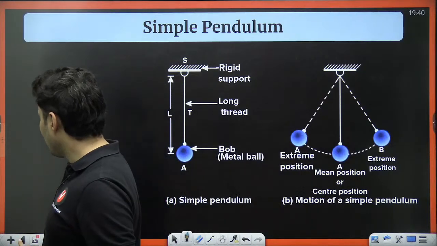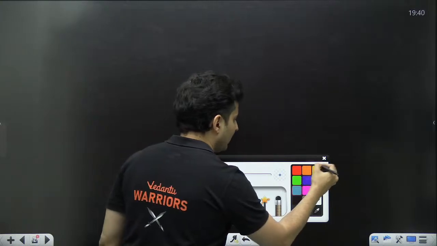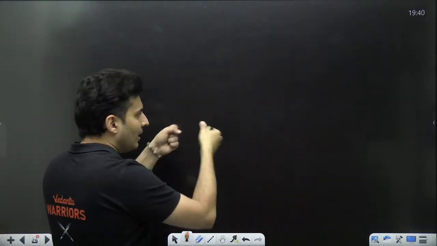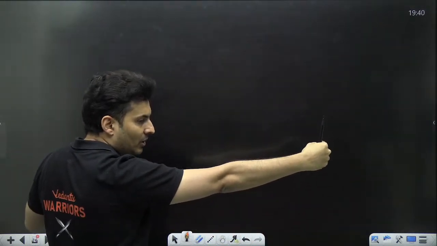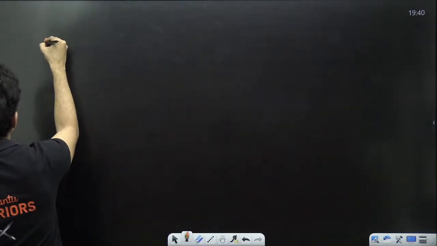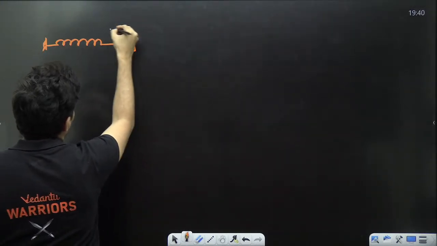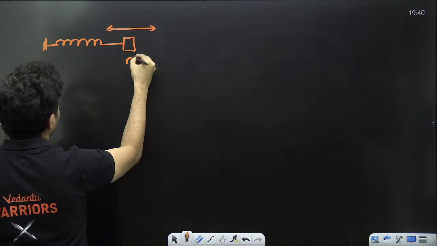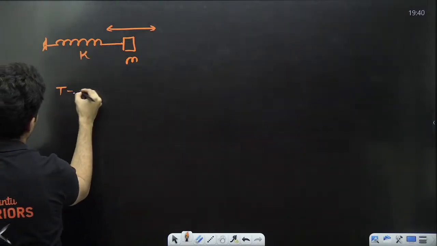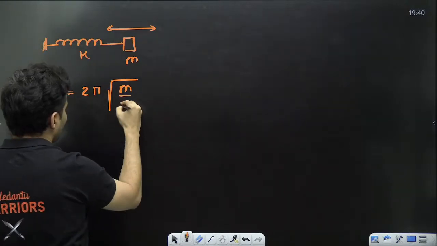Now, usually whenever you are solving these angular motion problems, just like a mass when stretched because of the spring, it goes back and forth, and the time period for a spring mass system is 2 pi under root m by k.